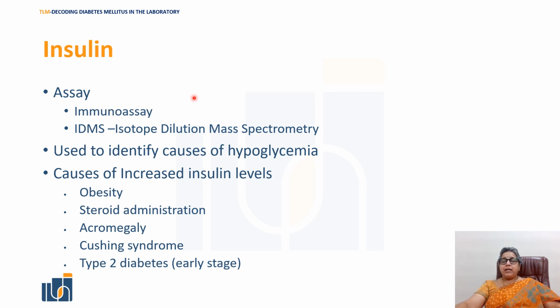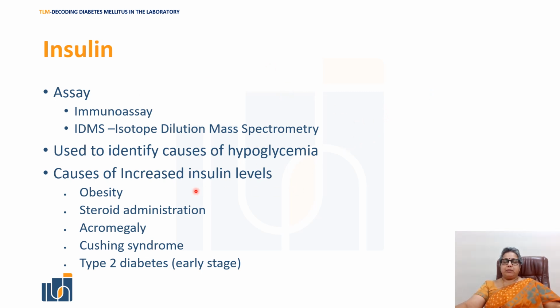Now, how do we assay insulin in the laboratory? We do an immunoassay, but the most specific or sensitive method is IDMS, or isotope dilution mass spectrometry. It's not available in every laboratory. Many laboratories use immunoassay, and you can use ELISA, CLIA, and so on and so forth. What is the use of insulin? It is used to identify causes of hypoglycemia. So if a patient presents to you with hypoglycemia, doing an insulin assay can tell us why the patient went into hypoglycemia.